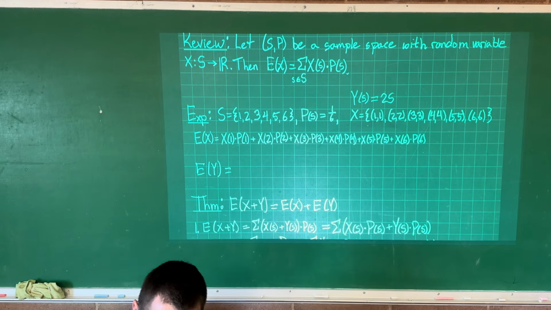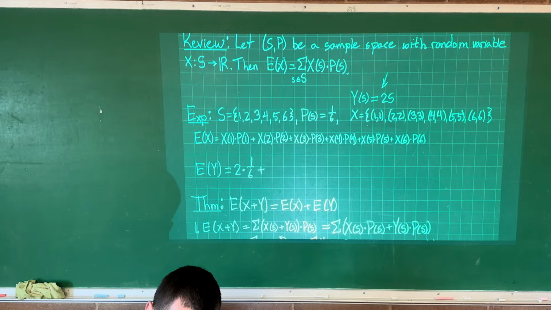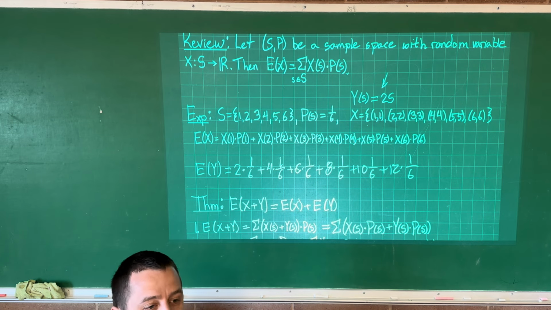So what is the expected value of y? That is equal to y of 1. What do I get when I plug 1 into my function y? 2. Times the probability of 1, which is 1/6, plus, when I plug in 2 to y, 4 times 1/6. When I plug 3 into y, 6 times 1/6, plus 8 times 1/6, plus 10 times 1/6, plus 12 times 1/6. Now if I add all those up, what would I get?